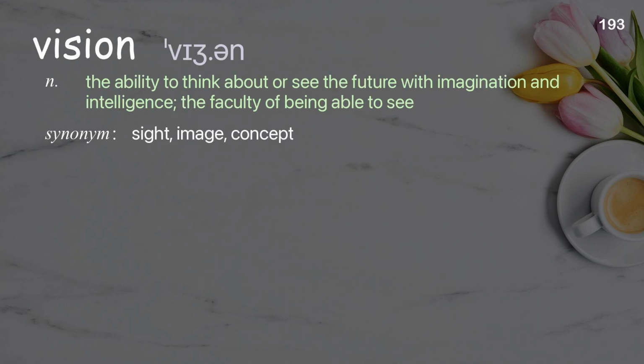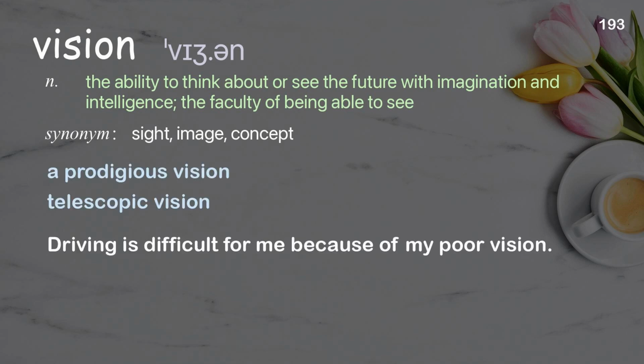Vision. The ability to think about or see the future with imagination and intelligence; the faculty of being able to see. Examples: A prodigious vision. Telescopic vision. Driving is difficult for me because of my poor vision.